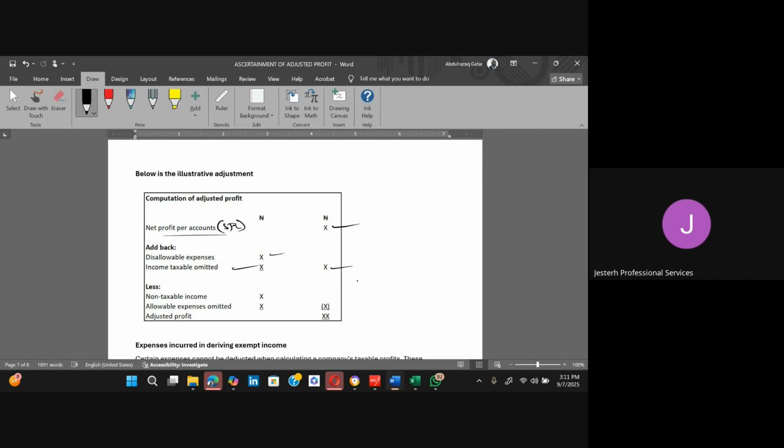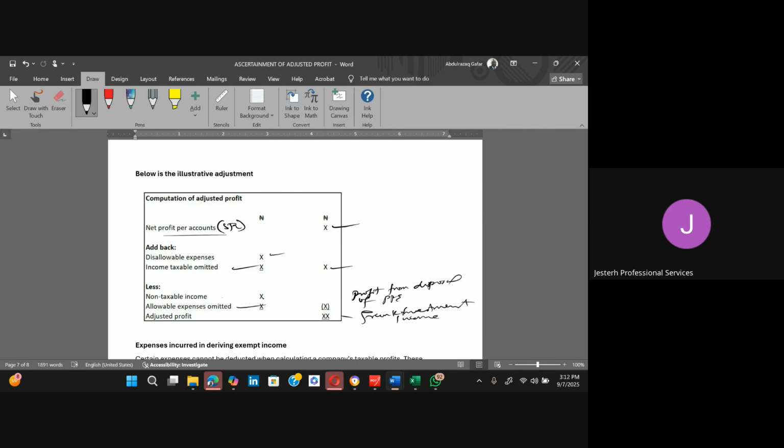non-taxable income. So what are the examples of non-taxable income? We have, for instance, profits from disposal of PPE, your franked investment income. So you will need to deduct them from this. Then you have allowable expenses omitted.